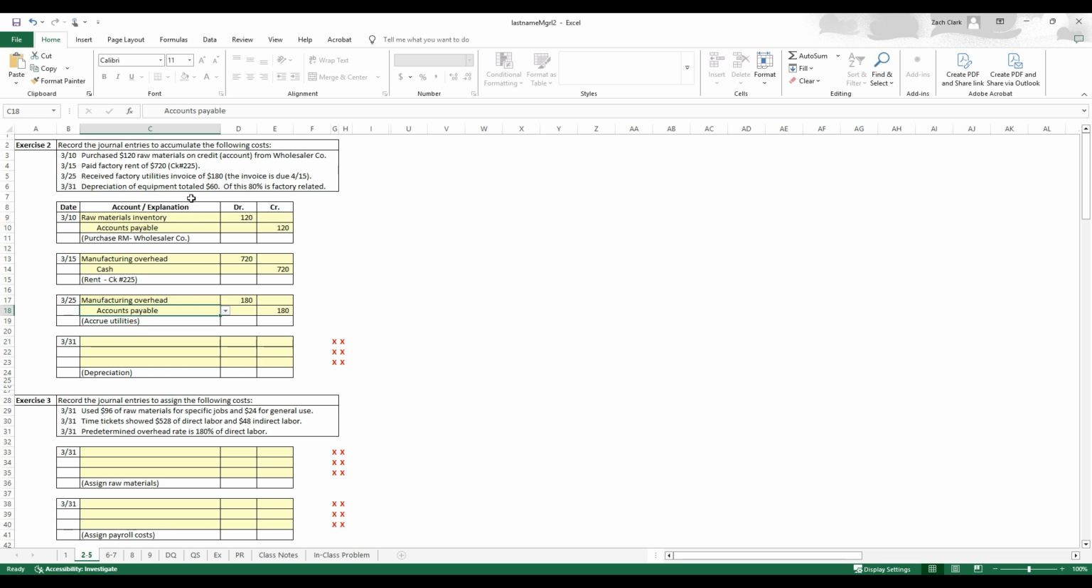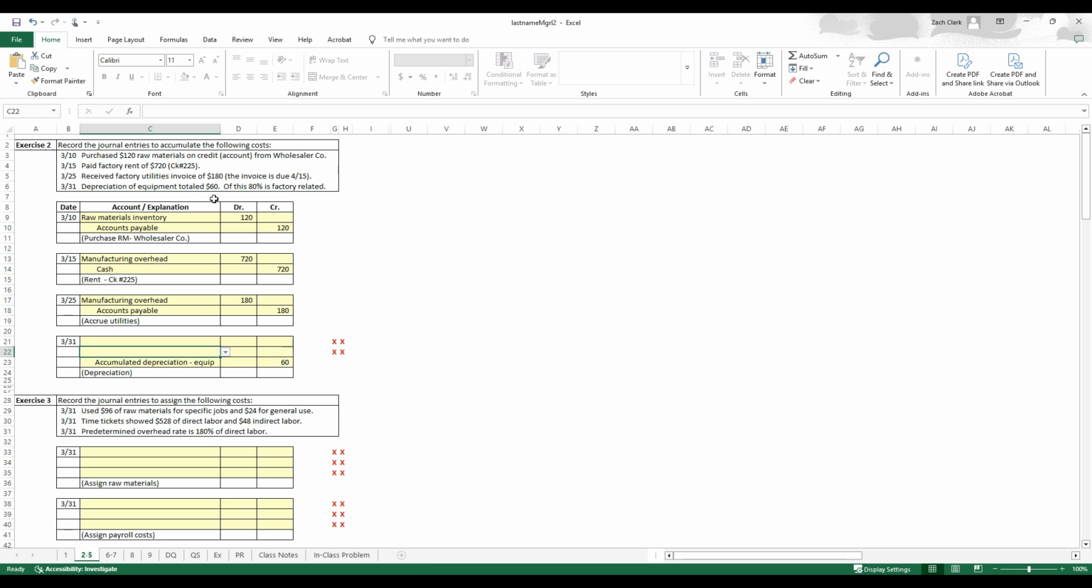And then we've got depreciation of equipment totaled $60, and of this, 80% is factory related. So this one we've got to do a little thinking. I'm going to put our credit in first. Accumulated depreciation. Remember that's kind of a unique account for depreciation expense, and there's not a payable or cash associated with it, right? We're just recording a contra asset. That's a contra asset account that we are crediting to increase.